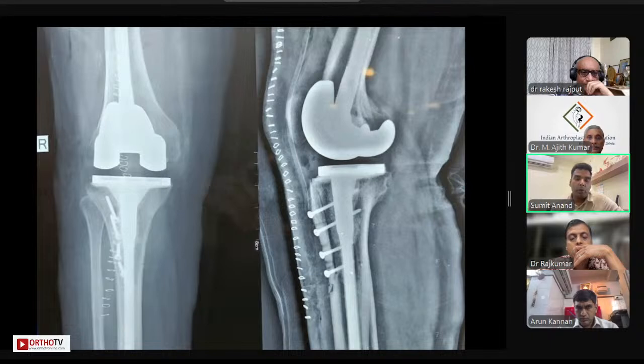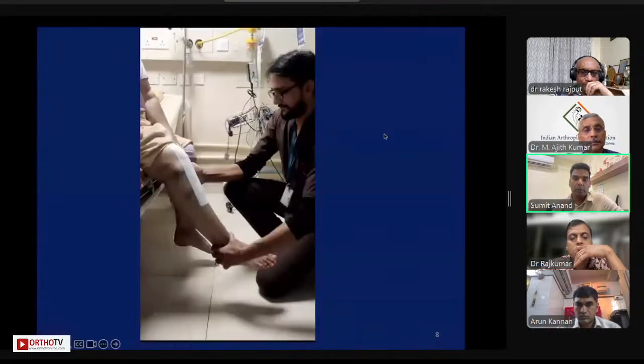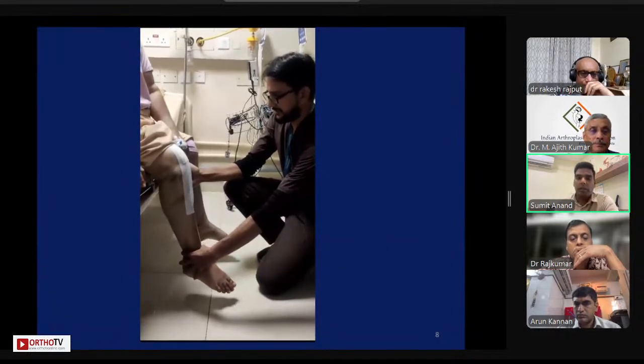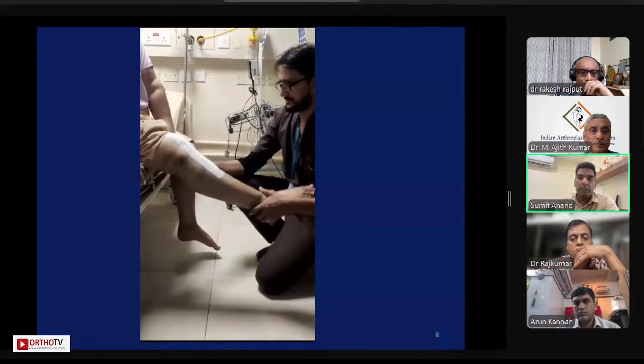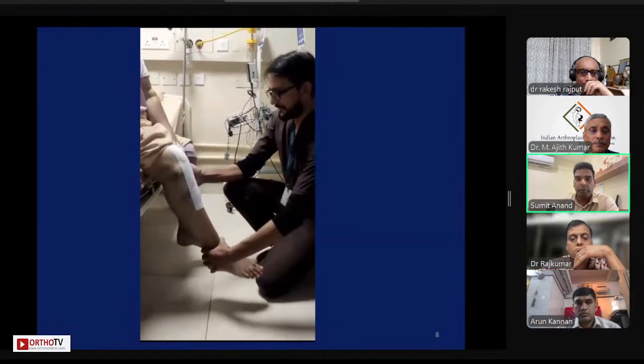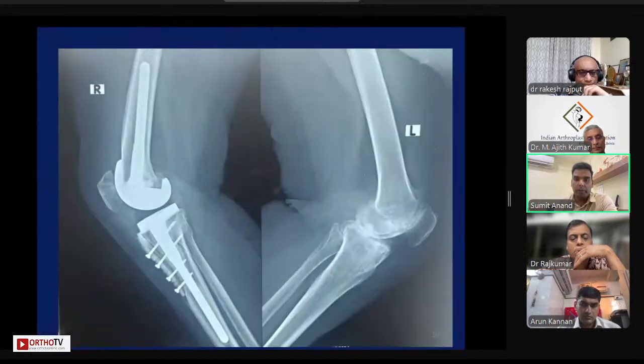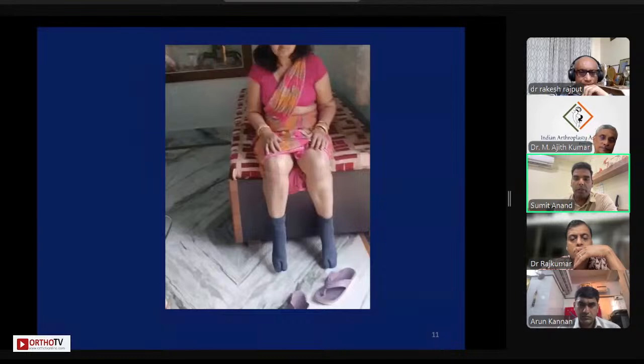Because the bone was very osteoporotic, we used a stem on both the femoral and the tibial side, and then used some screws to close down the tibial tubercle osteotomy. This is how it looked immediately post-op, and she was started on assisted knee flexion extension initially. This is how it looked after one month post-surgery, and eventually the left side was also operated.